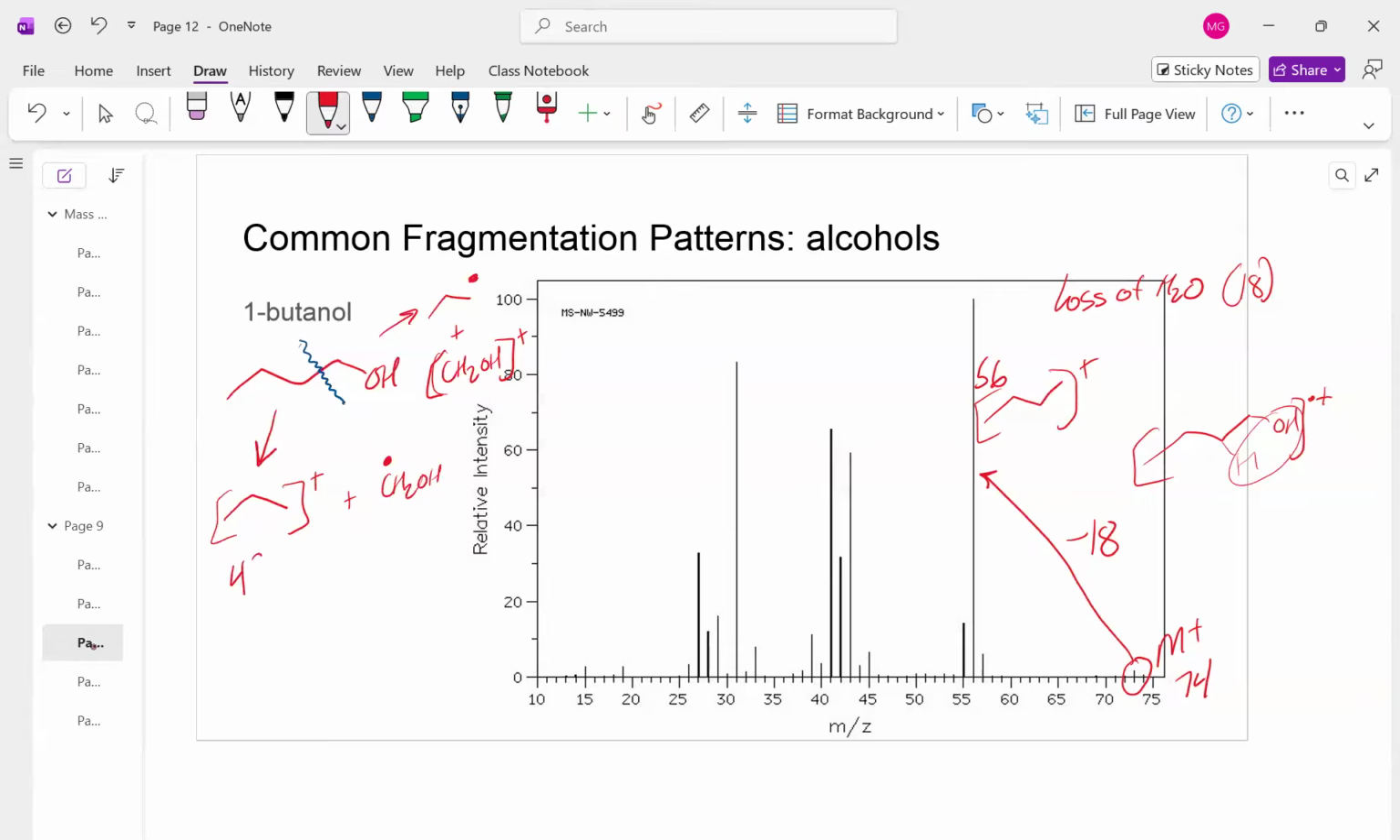So this has a mass of 43. This cation has a mass of 31. And if you see what my next biggest peaks are, I do have a signal here at 43, which represents the alpha cleavage in that form. And then at 31, I have this cation from the other alpha cleavage.